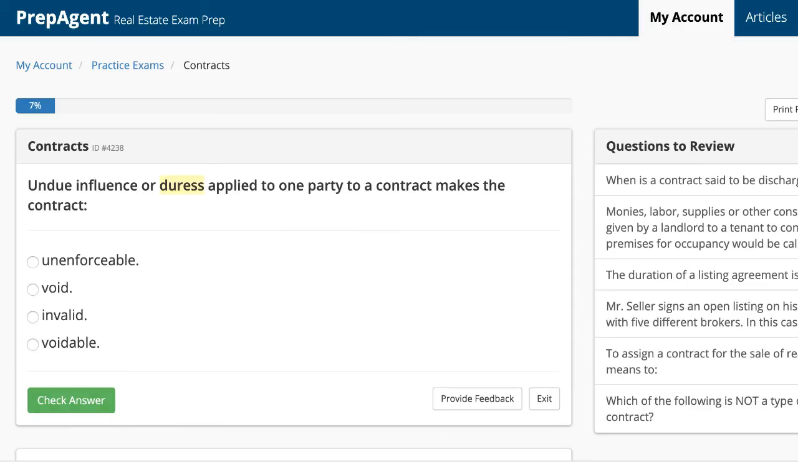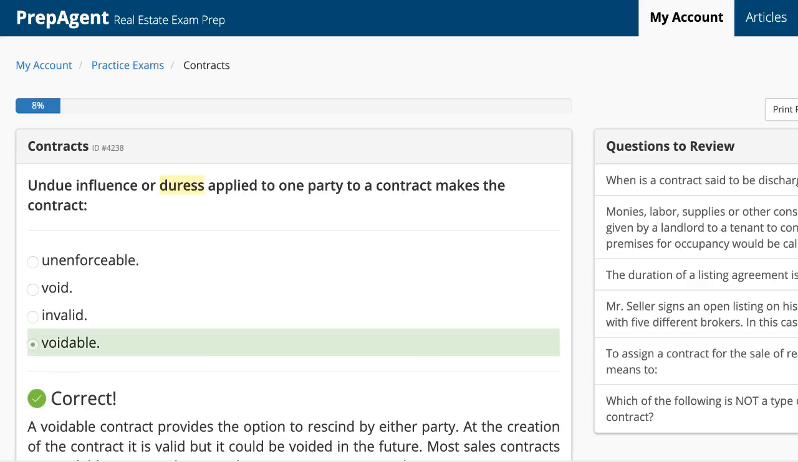Undue influence or duress applied to one party to a contract makes the contract A, unenforceable, B, void, C, invalid, or D, voidable. What do you guys think? We spoke about this when we started the webinar today. The answer is voidable.